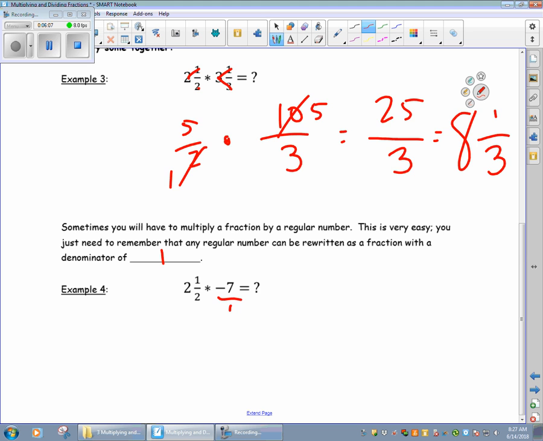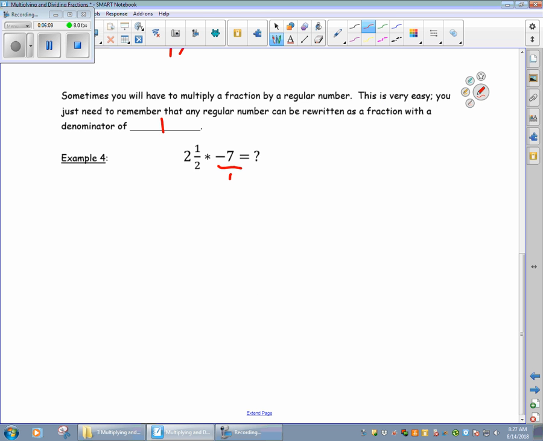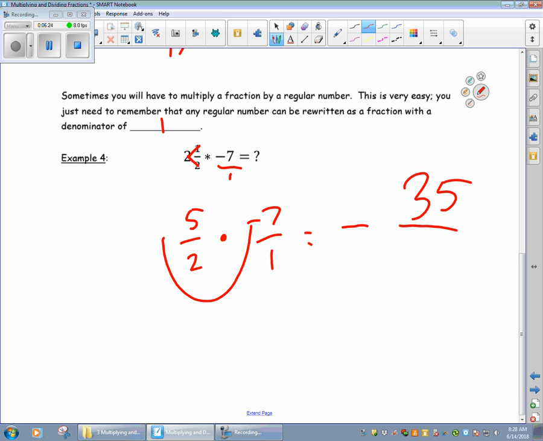So let's rewrite that first mixed number as an improper fraction. That's 2 times 2 is 4, and 1 more is 5 over 2, times negative 7 over 1. So my answer is going to be negative, because I can't make a smiley face with that. And 5 times 7 is 35. 2 times 1 is 2. And there's that. I'm not going to turn it back into a mixed number. I did it once for you guys. That should be enough. All right.